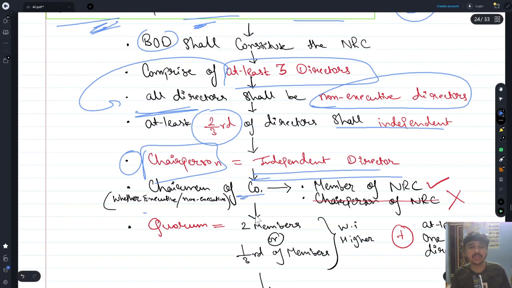Now, the chairman of the company, whether he is executive or non-executive, I'm talking about the chairman of the company, okay? He can be a member of the nomination and remuneration committee, but he cannot be its chairperson, right? That's why I have cut it down. I have put a cross here: the chairman of the company, Mr. Tata, whether he is an executive or non-executive director, can be a member of this committee, but he cannot chair this committee.